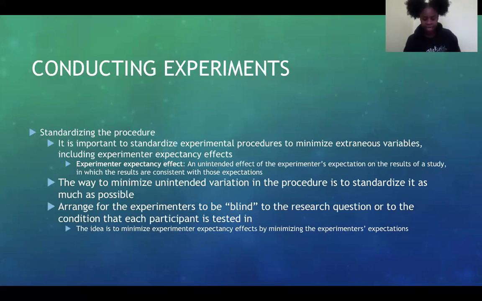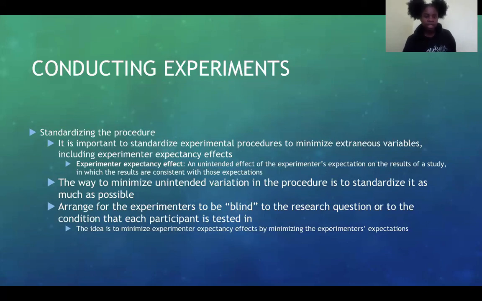Continuing on with conducting experiments. It's important to standardize the procedure to minimize extraneous and confounding variables. One important source of such variation is the experimenter's expectations of how participants should behave in the experiment. This is referred to as an experimenter's expectancy effect.